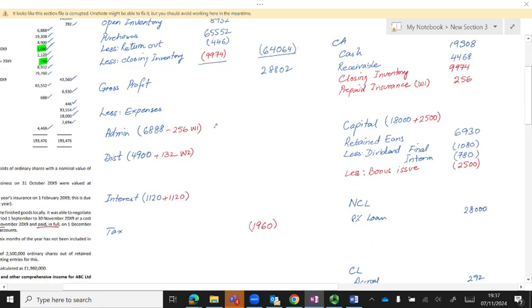Administration expenses are 6632. Distribution expenses are 5032. The total of these is 11664. When we subtract all our expenses from the gross profit, we calculate profit before interest and tax, which is 17138.